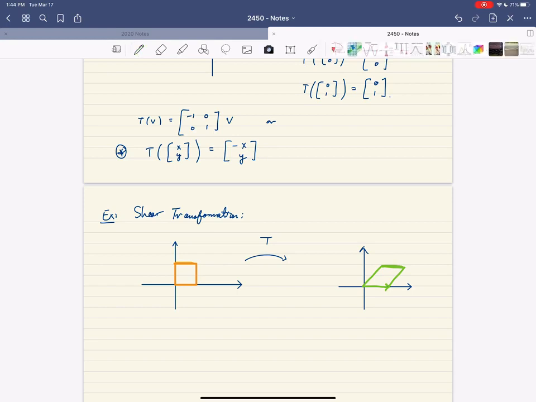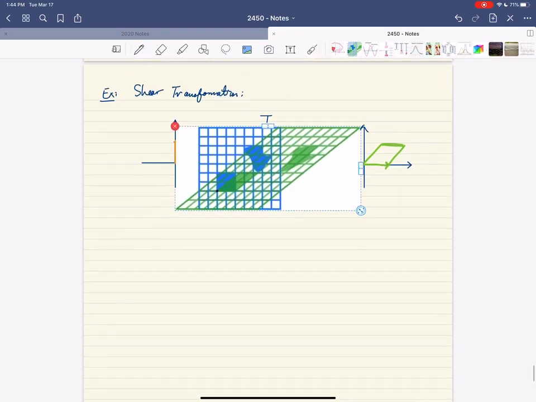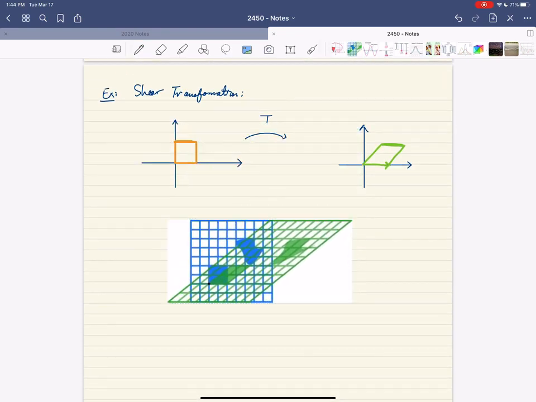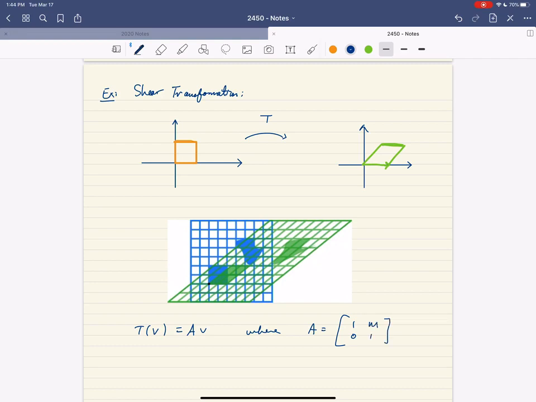So here is a better picture of a shear transformation, and shear transformations turn out to have the formula T of V is AV, where A is the matrix with columns 1, 0, so again keeps the unit vector the same, and then M, 1. Okay, so that's the general shape of a shear transformation. Again, frequently used in graphics, computer graphics.